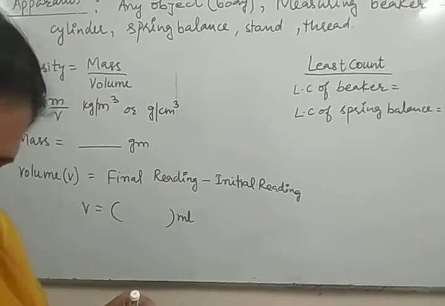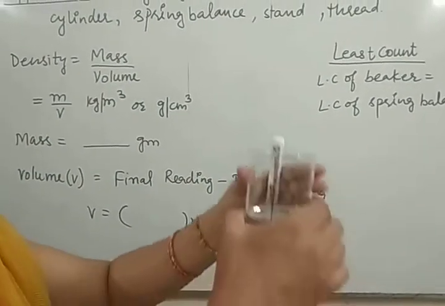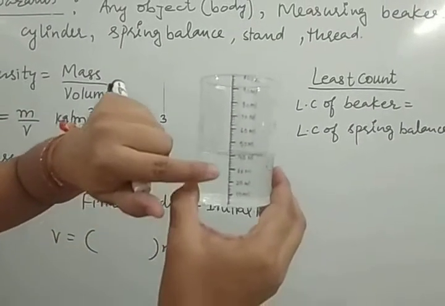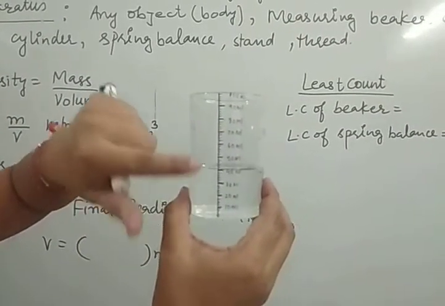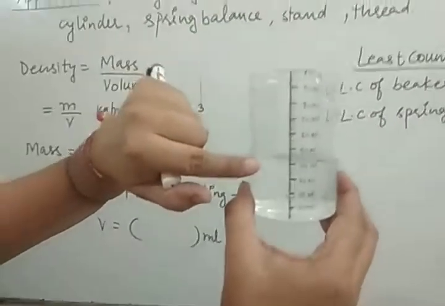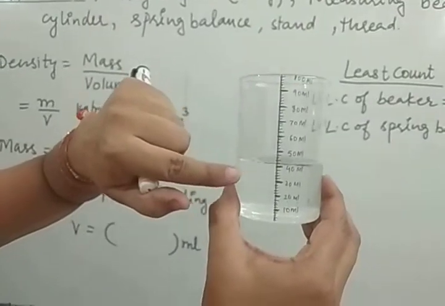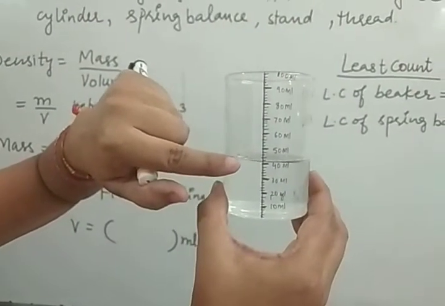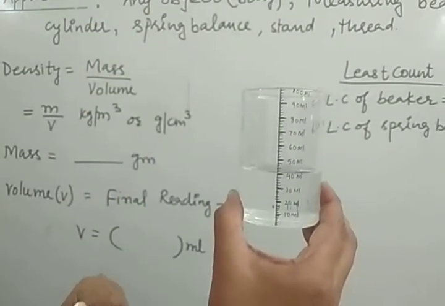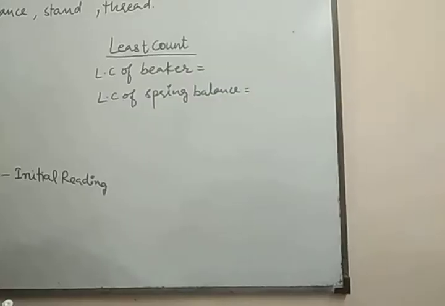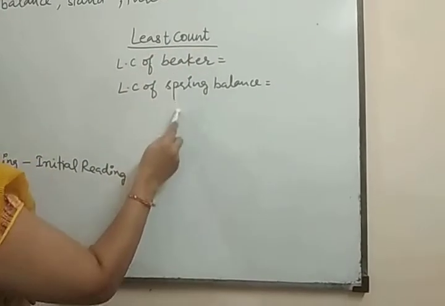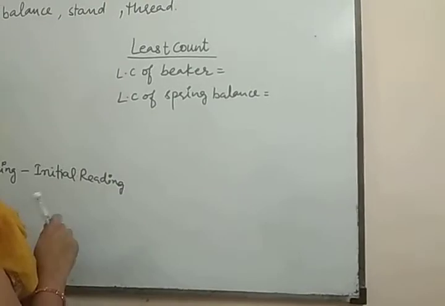And the second apparatus is the measuring beaker. This beaker, the reading is shown. This is from 10 ml to 100 ml, and at present the initial volume of water inside it is 40 ml, and we will measure by using this measuring beaker. You have to now first measure the least count of these two devices which I have shown to you.